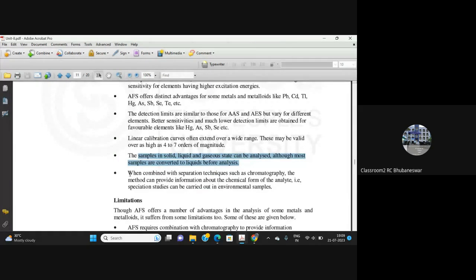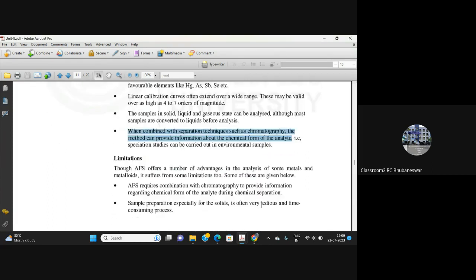Okay. When combined with separation techniques such as chromatography, the method can provide more information about the chemical form of the analyte. You can note this while studying the separation techniques. Another chapter is there, chromatography. At that time you can correlate and understand it in a better way.